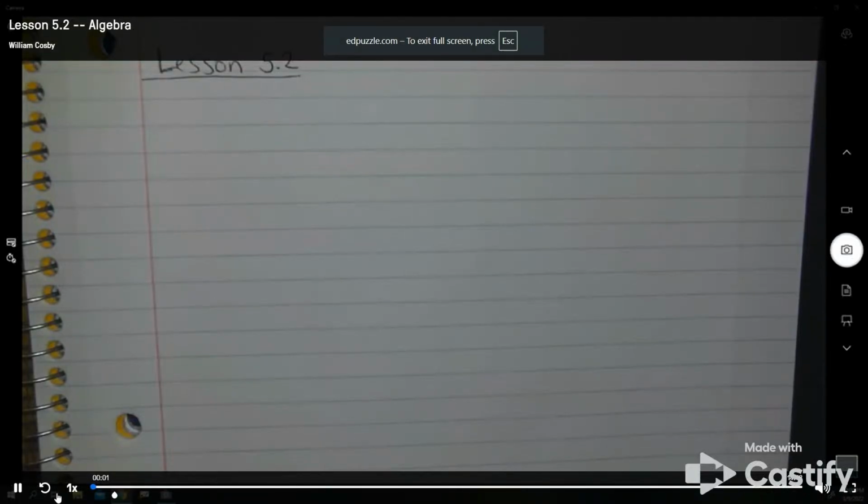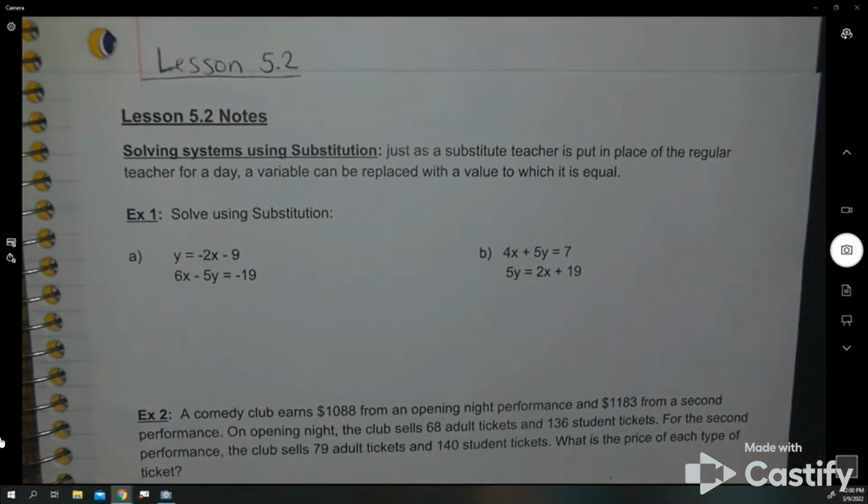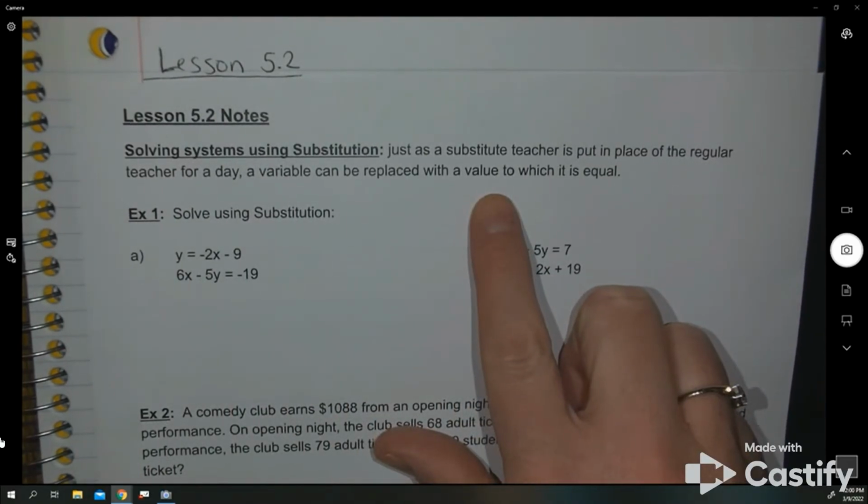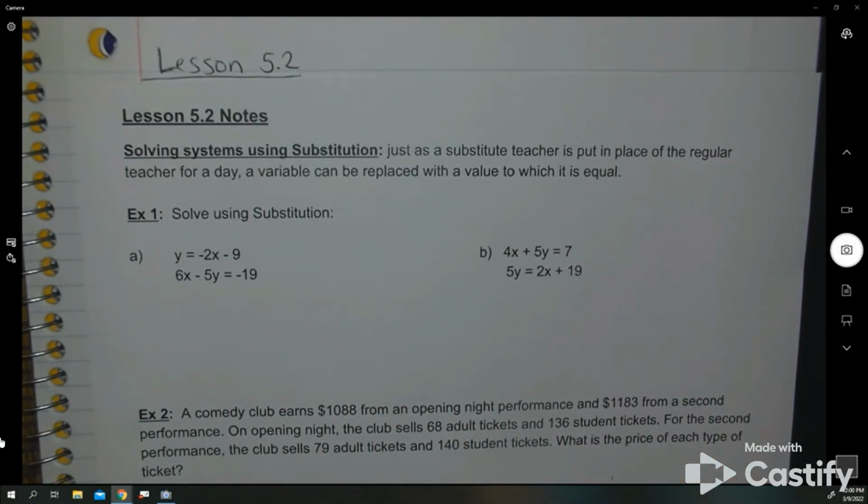This is lesson 5.2. In lesson 5.2, we're going to continue solving systems of equations, but this time we're going to be using what's called substitution. And substitution works kind of like a substitute teacher does. The substitute teacher comes in and steps in place of the teacher for that day. And in substitution, we are going to have a variable that's going to get replaced by something that it is equal to.